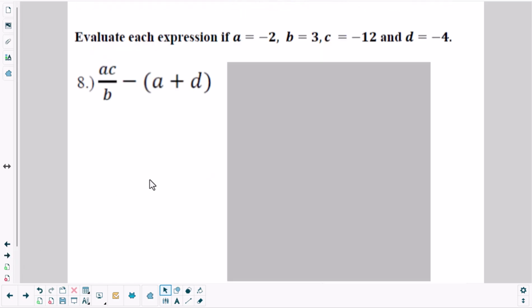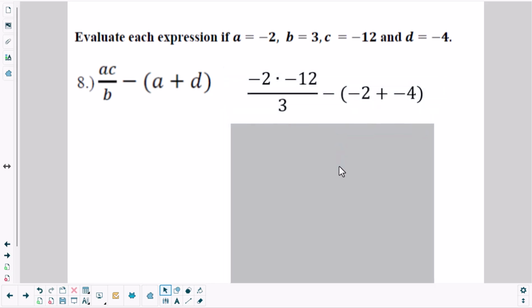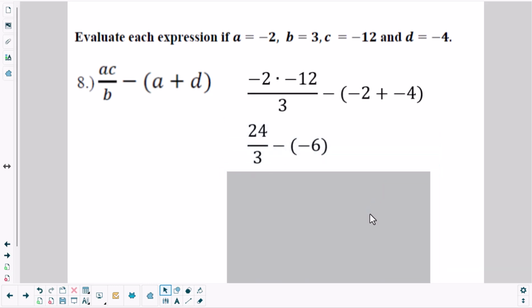Number 8. AC over B minus parentheses A plus D. All right, so this is what that's going to look like when we replace our variables. So we have negative 12 times negative 2 times negative 12 over 3 minus, in parentheses, negative 2 plus negative 4. Start with negative 2 times negative 12 to get positive 24.